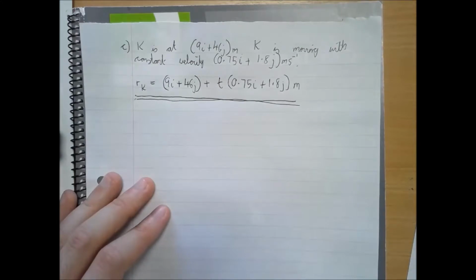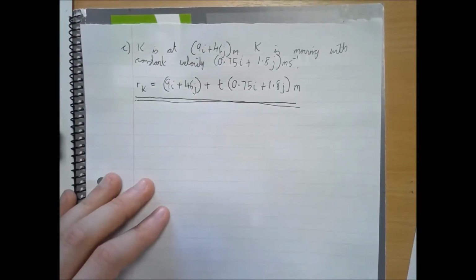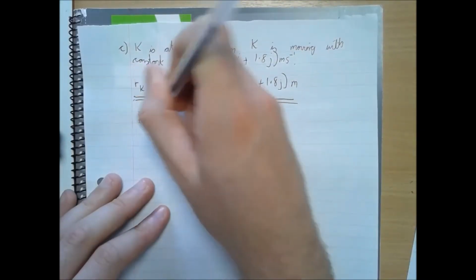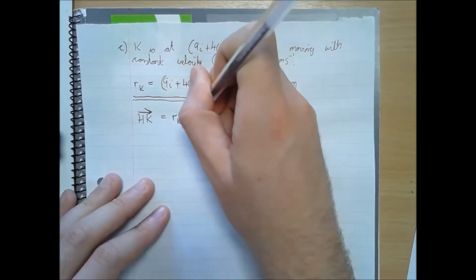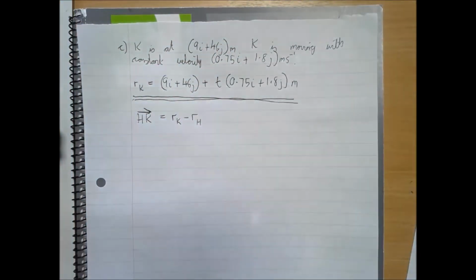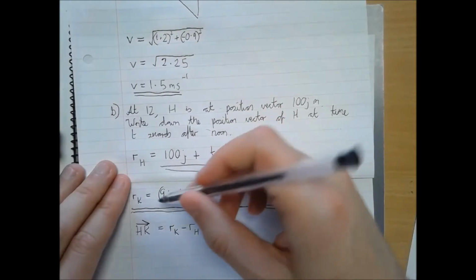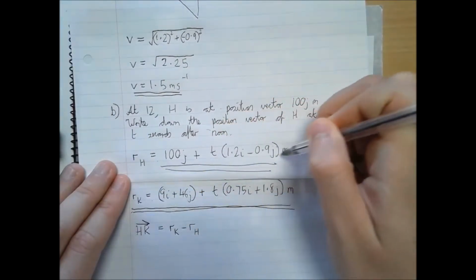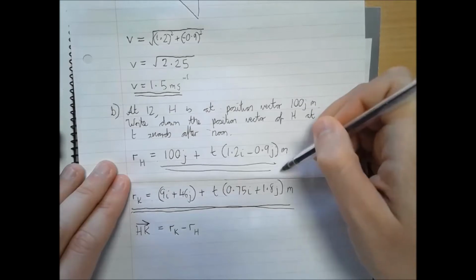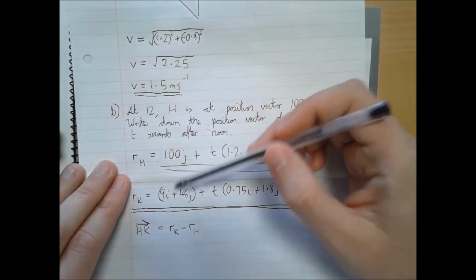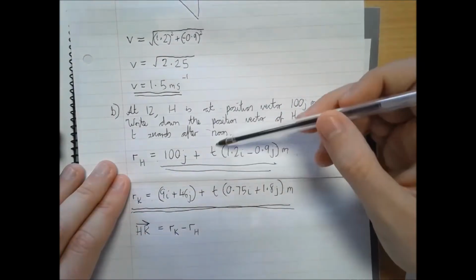But what we're after is to show that HK is (9 minus 0.45t)i plus (2.7t minus 54)j meters. And we know from previous experience that for HK, you have to do rK minus rH. So we've got rK here, and in part B we've got rH there, so we're going to have to take that away from rK. We've got to be really careful here, because we have j's and we have i's. We want to keep them separate, but we've got to be wary that we've got some t's here as well.